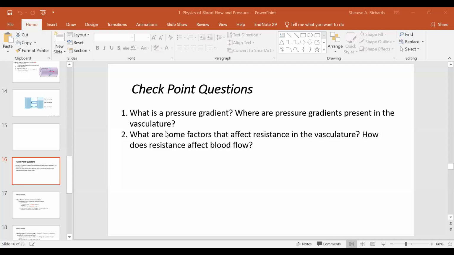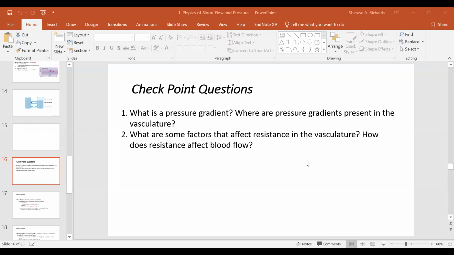And we left off, we were just describing resistance. That was the last thing I think we left off at. And we talked about the relationship between the various factors that affect resistance and then how those factors in turn affect flow. So that was where we left off.